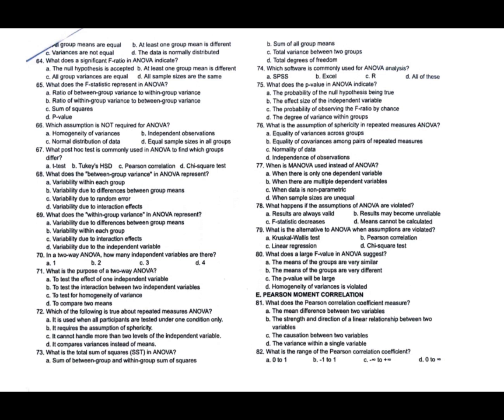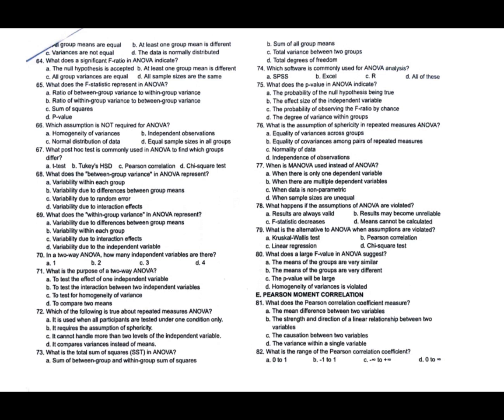73. What is the sum of squares in ANOVA? So the answer is a sum of between group and within group sum of squares. Letter A. 74. Which software is commonly used for ANOVA analysis? So the answer is letter D. All of these, such as SPSS, Excel and R.